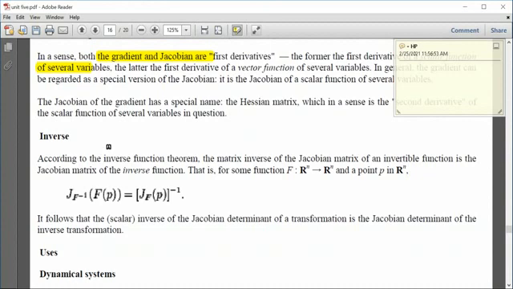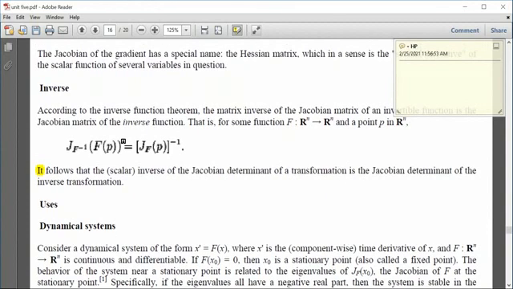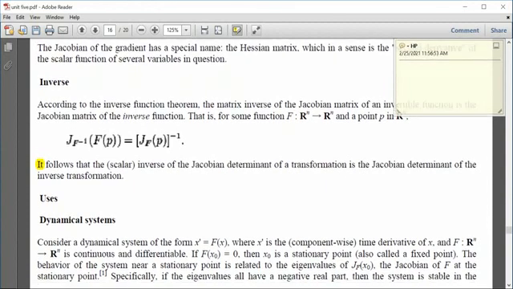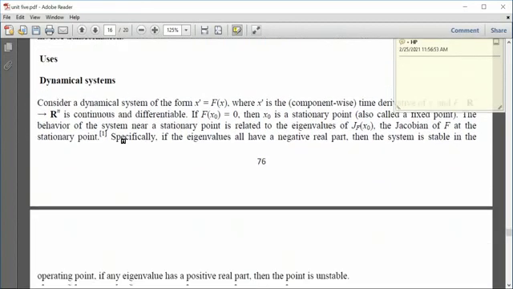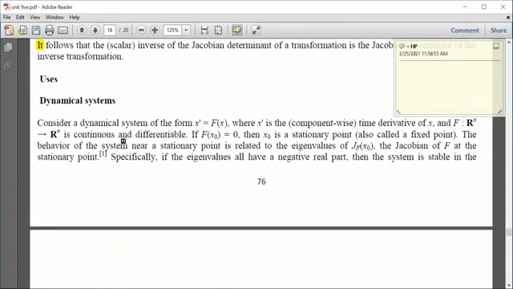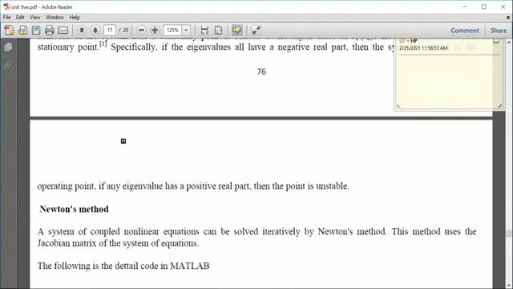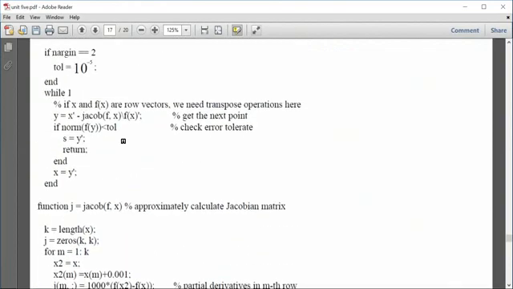The inverse is given by that formula you're seeing there, Jf prime. As you can see there, it follows that the scalar inverse of the Jacobian matrix of a transformation is the Jacobian determinant of the what? Of the inverse transformation. So you can see those things there down are the uses of that Jacobian. We have the dynamical systems, we have Newton's method. You can read through them, to be able to master them.